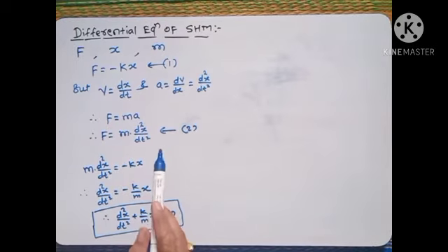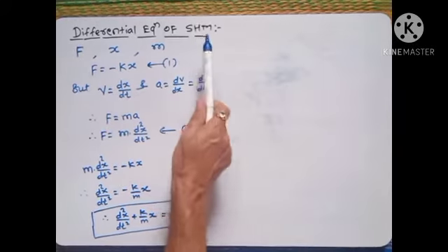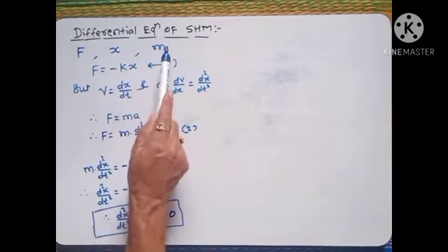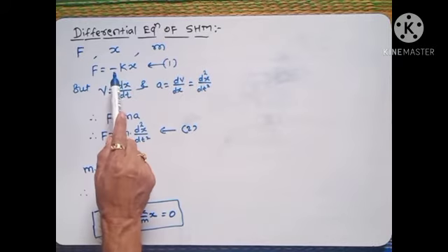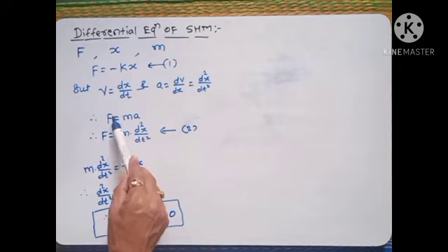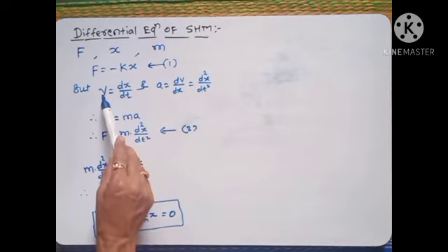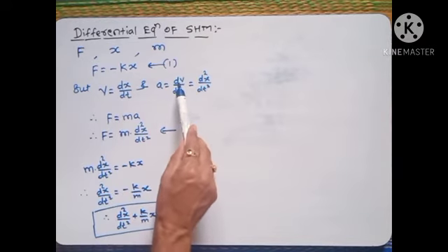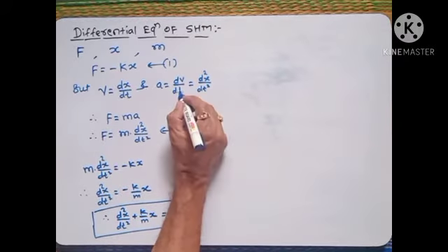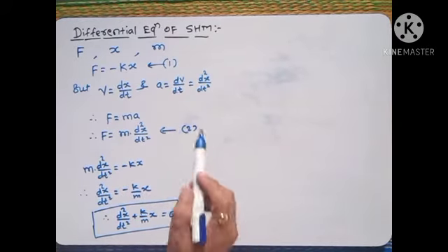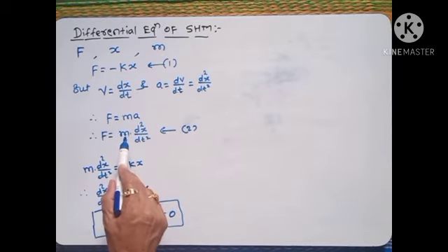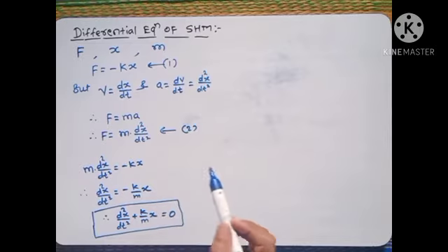The heading of our article is that we have to obtain the differential equation of SHM. Then we know F is the force, x is the displacement, m is the mass, and therefore we can write F equal to minus kx. This is the original expression. Also F equal to ma. Now you know v equal to dx by dt and a equal to dv by dt, that means d2x by dt2, and if we put this value of acceleration here, then we get F equal to m into d2x by dt2. This is equation number 2.